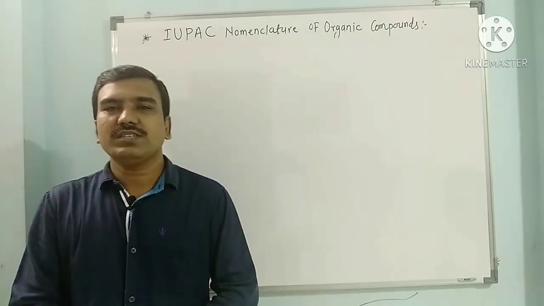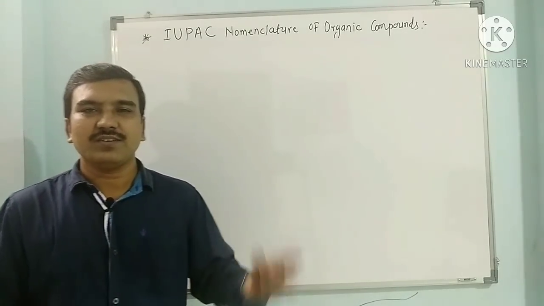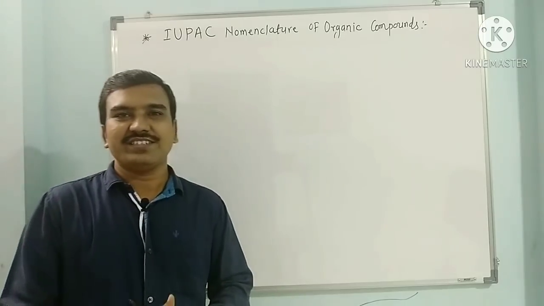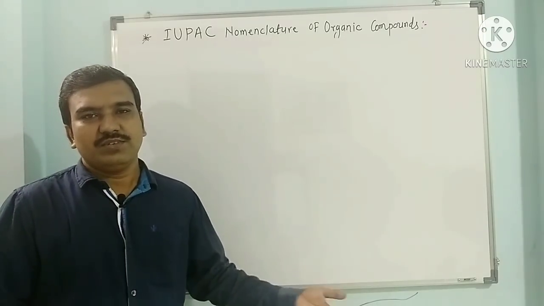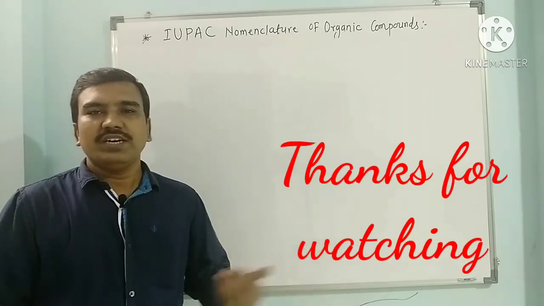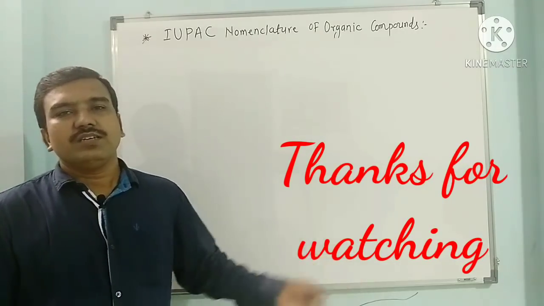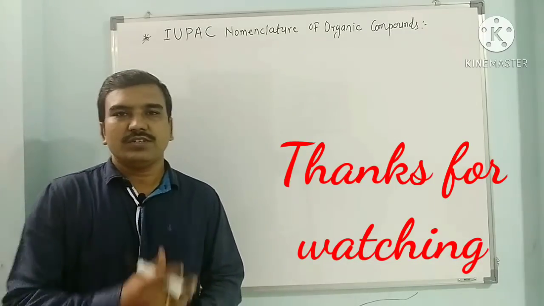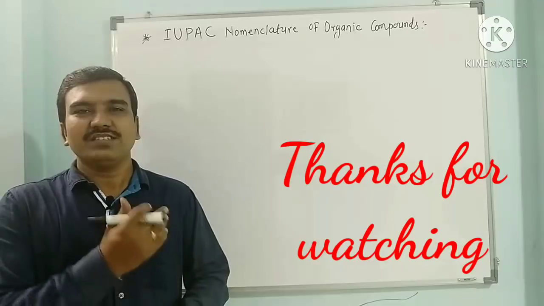In this way, we have discussed the IUPAC nomenclature of alkyl halides, alcohols, carbonyl compounds such as aldehydes and ketones. Then we have seen ethers. Then we have seen amines. So here we have discussed the IUPAC nomenclature of these functional groups and compounds.